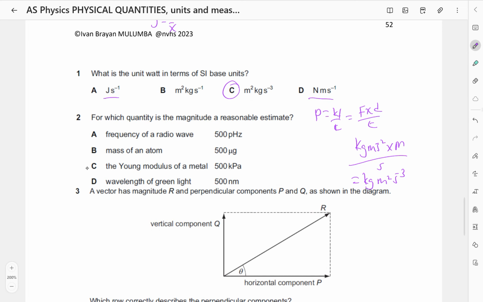For which quantity is the magnitude a reasonable estimate? So let's check this.